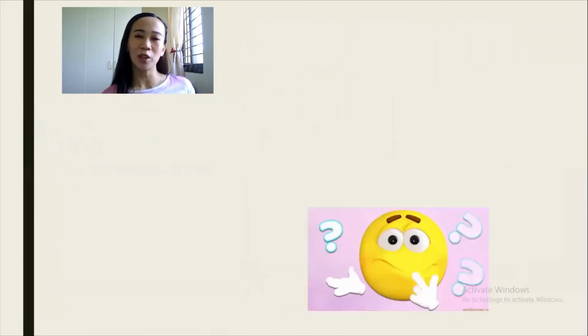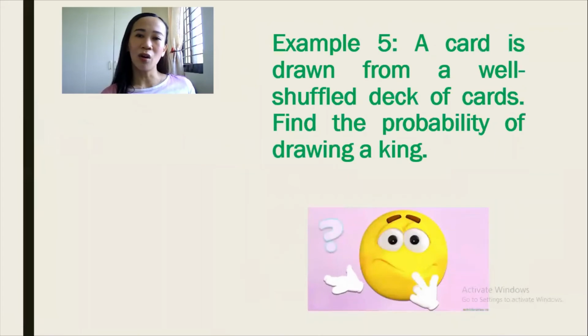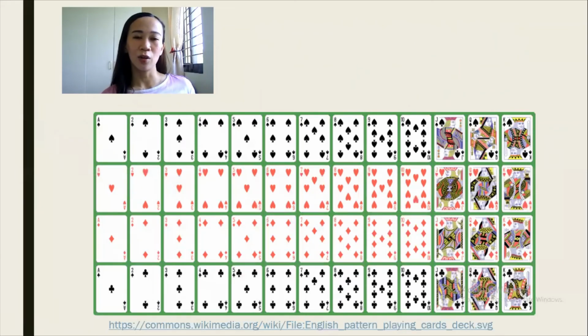Okay, last example here. A card is drawn from a well-shuffled deck of cards. Find the probability of drawing a king. So here is our deck of cards, not including the joker. We have from ace to 10, our number cards, and our face cards, jack, queen, king. And we have spades, hearts, diamonds, and clubs. So the total is 52 cards in a deck.